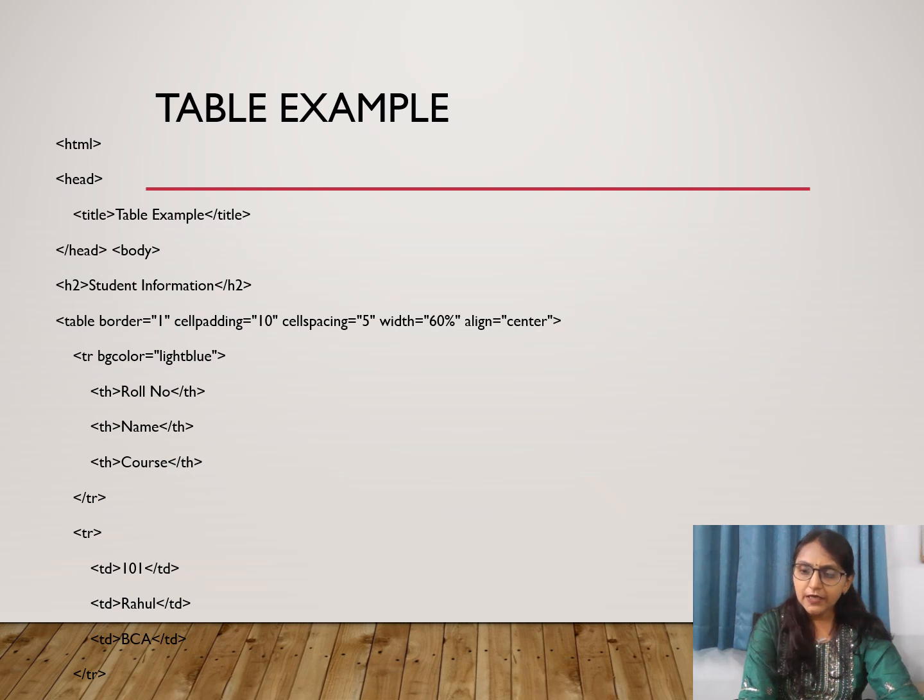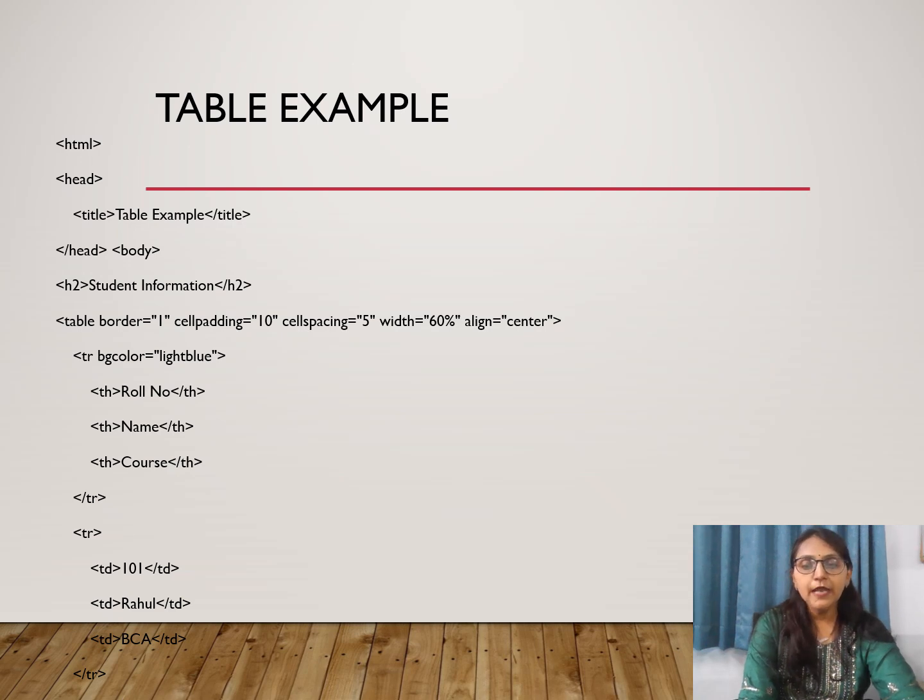First, I create the table for the student information. I want a border on the table, so I will give 1. I want a space between two cells, so I give cell spacing 5. Similarly, for the distance between text and cell, cell padding 10. Width is 60% of the page, and align should be center. For background color, in the first row I want light blue, so I will mention the attribute in the tr, that is background color light blue.